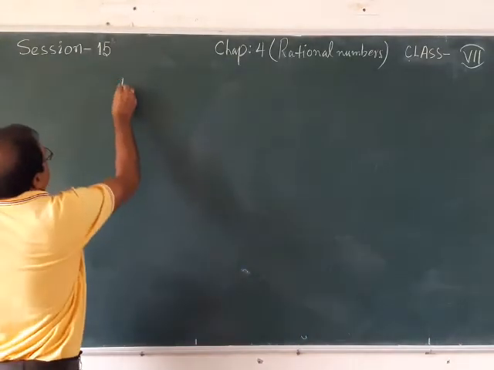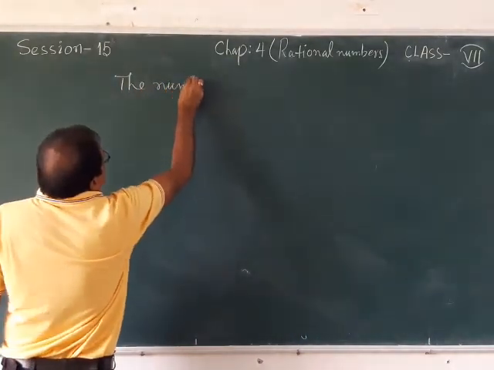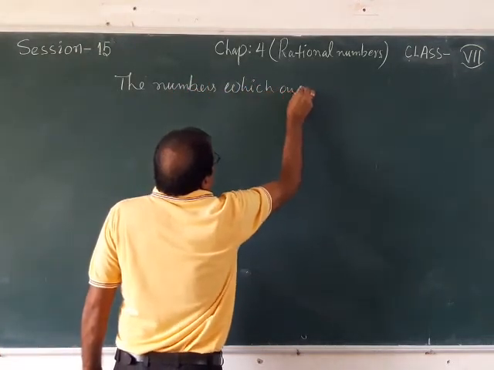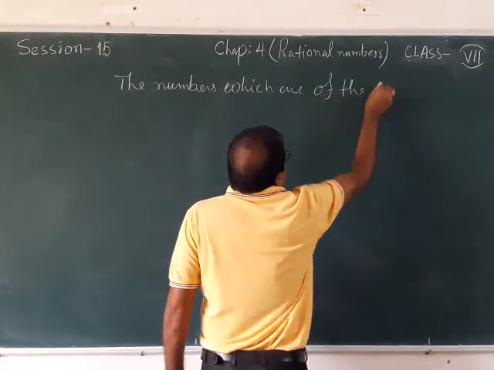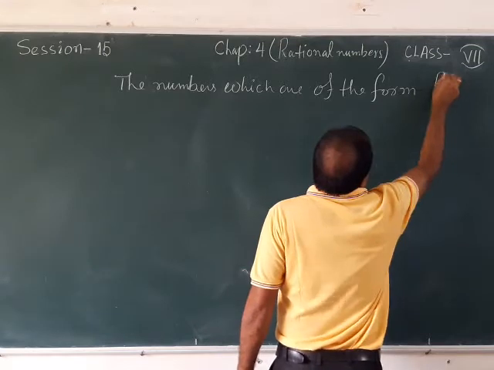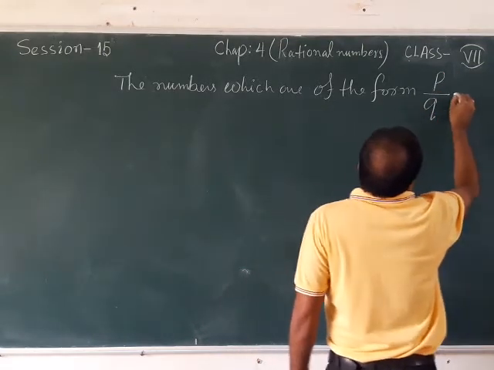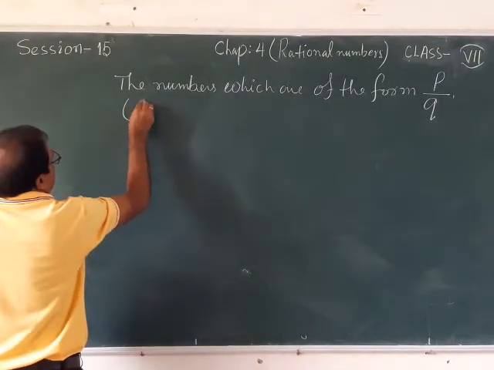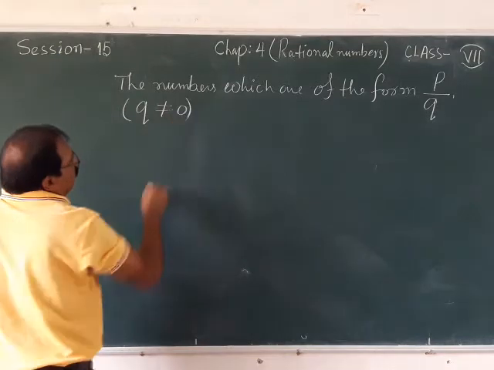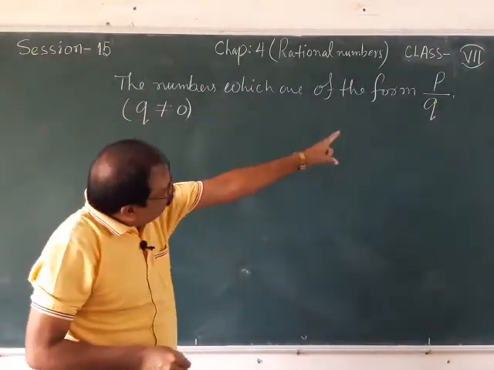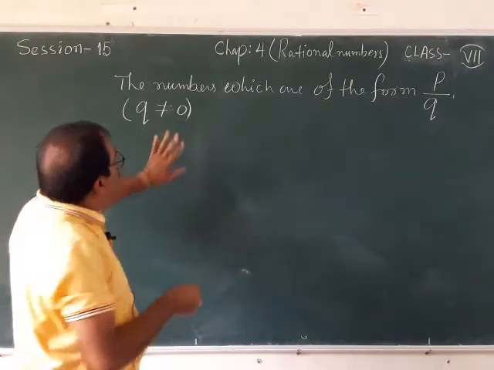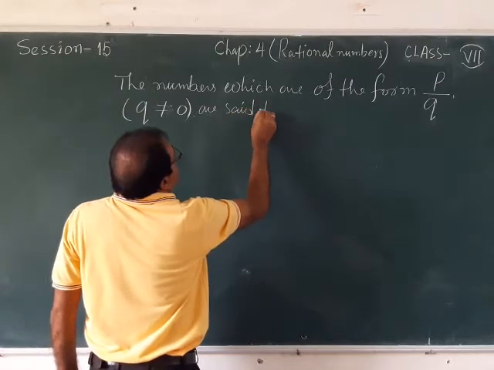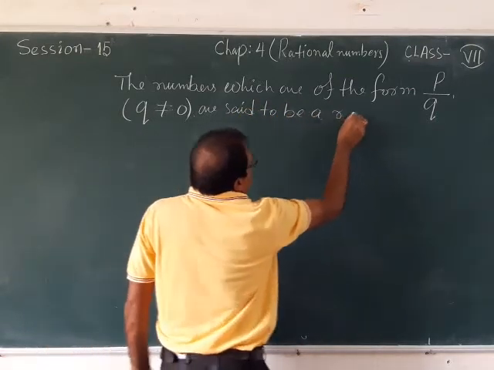The numbers which are of the form p by q, where q should not be equal to 0, are said to be a rational number.